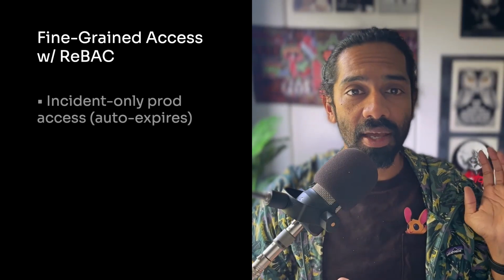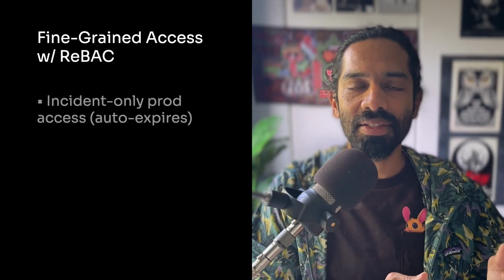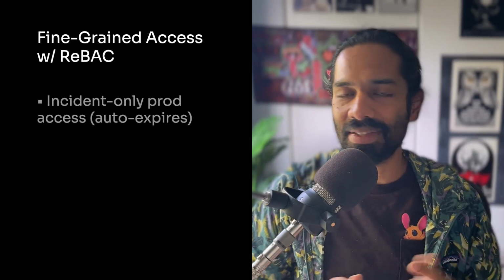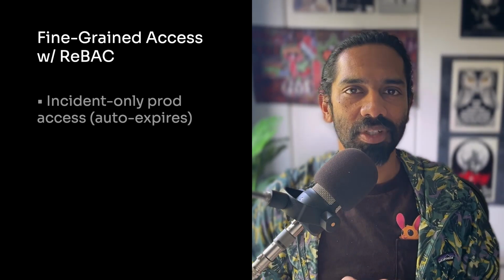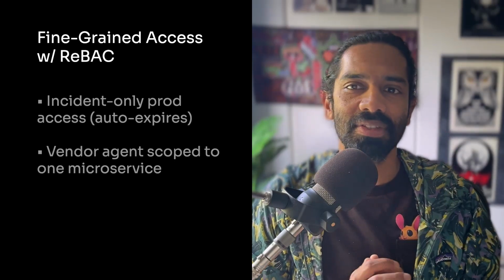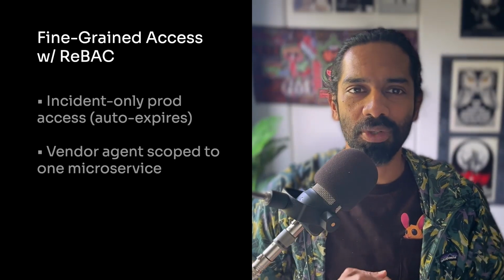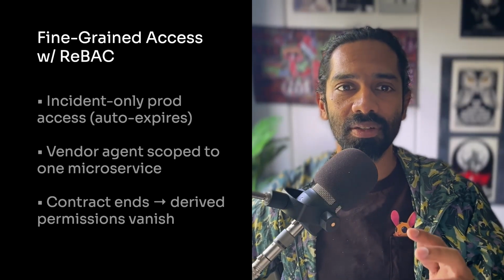For instance, an on-call engineer can grant her agent prod access during an incident, and that window closes by itself when the incident does. Nobody has to remember to roll it back. Another example: a vendor's agent scoped exactly to one microservice inside your shared monorepo. And the moment this contract ends, every derived permission disappears with the parent. So the million-dollar question is, does this scale past a simple demo? And the answer is yes.